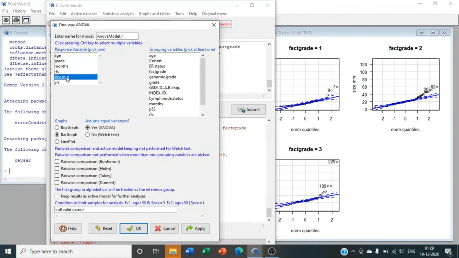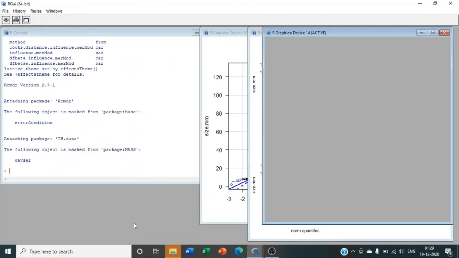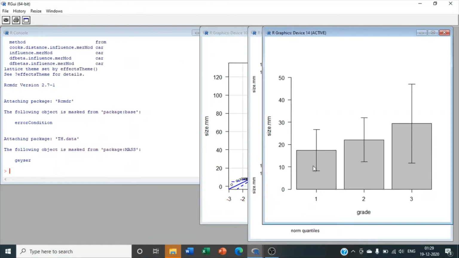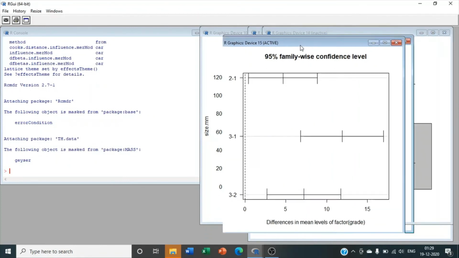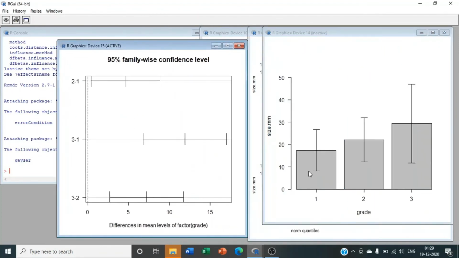The response variable is size. The grouping variable would have been grade. And we click on a pairwise comparison over here. Click OK. What we see is, even graphically, there's a clear-cut difference between the grade 1, grade 2, and grade 3 tumors.